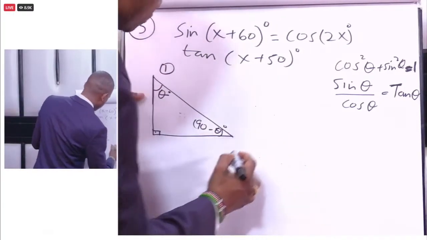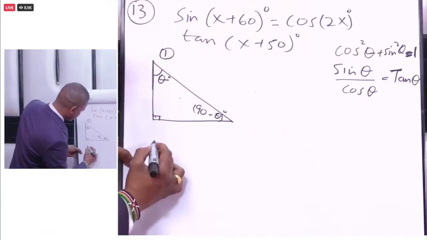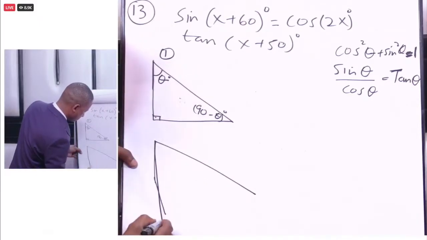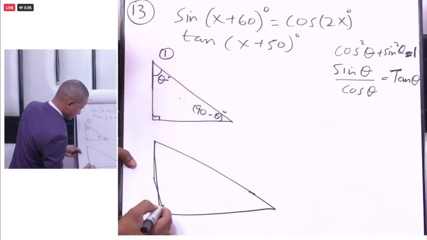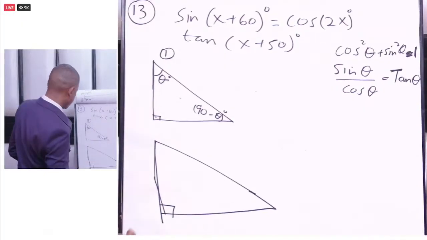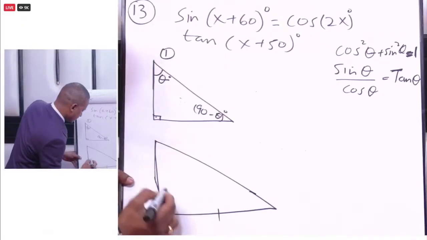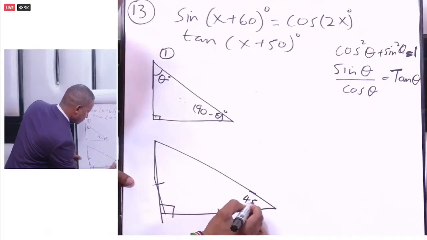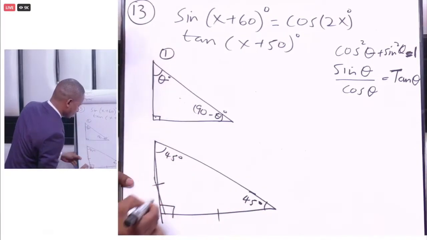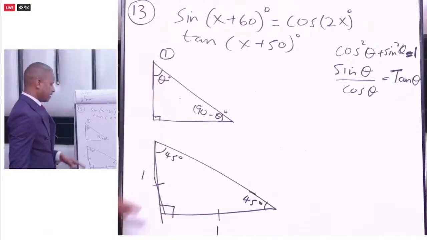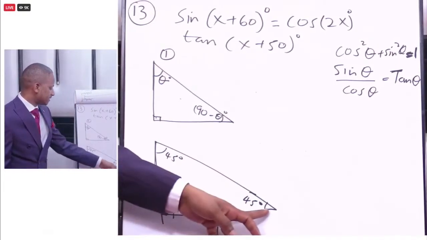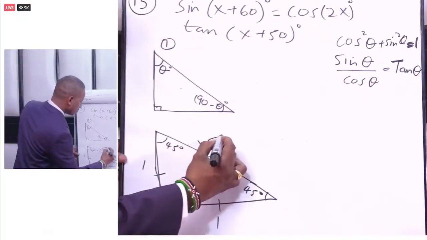Second identity triangle is this. Oh, sorry. This is 90. My drawing is not the best, but it is okay. This is 45 degrees. This angle is also 45 degrees. This is 1, 1. If you want to get the hypotenuse, it is height squared plus length squared, into the square root, which is root 2.